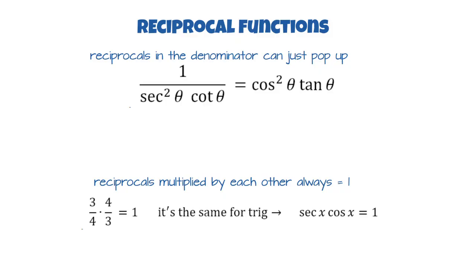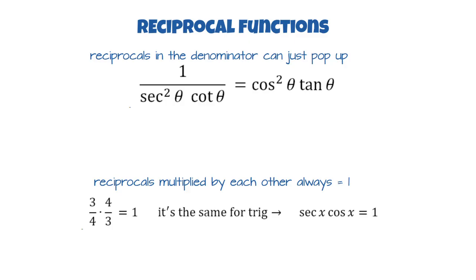Remember that the whole thing with reciprocal functions is when you multiply them together, they just equal 1. So like a 3/4 times a 5/3. These are reciprocals. The 3's cancel, the 4's cancel. It all reduces to 1. So the same works in trig.